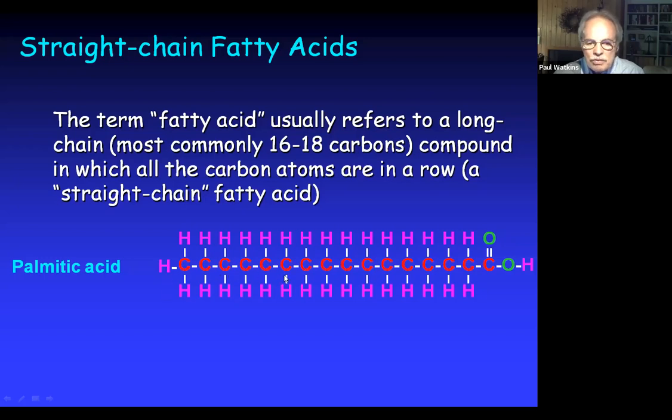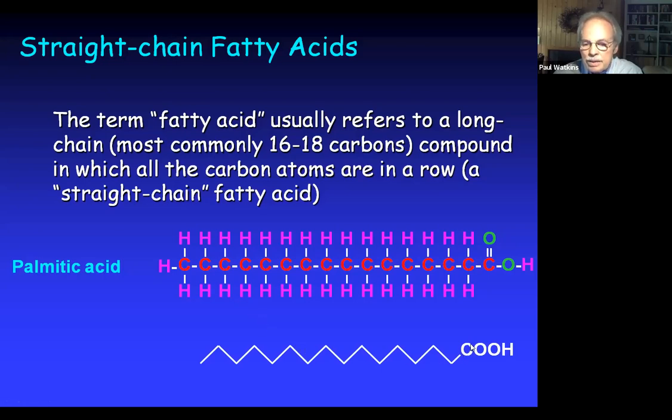Because the carbons are all in a row, we call this a straight chain fatty acid. The example here has 16 carbon atoms in its chain, and it's found to be very abundant in palm oil, hence its trivial name called palmitic acid. Now, it's very cumbersome to write this whole structure out like this example. So we use a shorthand, and that's shown here.